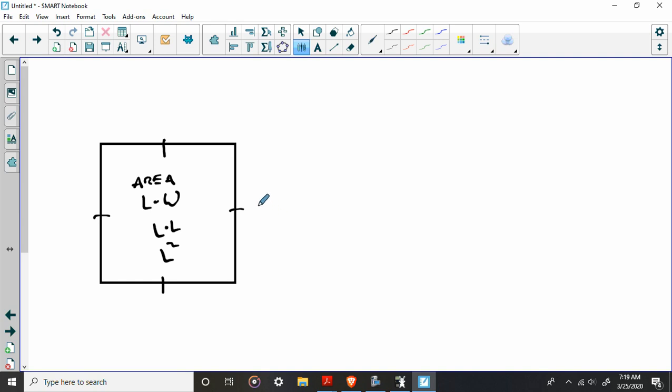So let's say this side is 5. Well, that means that these are all 5, right? Because they're all the same length. And what's the area? The area would be 5 squared, which is 25. Therefore, we would say that 25 is a perfect square, okay?